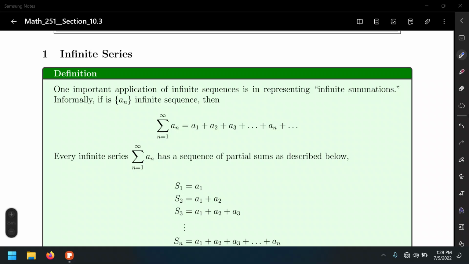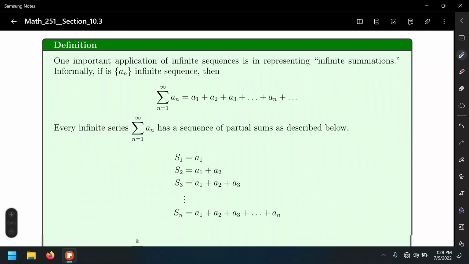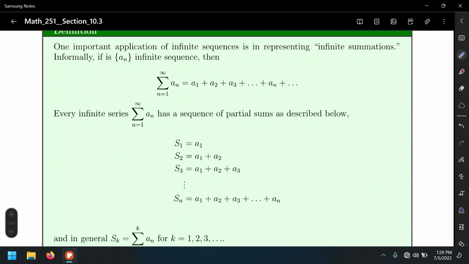Yes, it's kind of weird to add infinitely many numbers. One of those cases is the geometric series, and the telescoping series, which we will cover in this section.